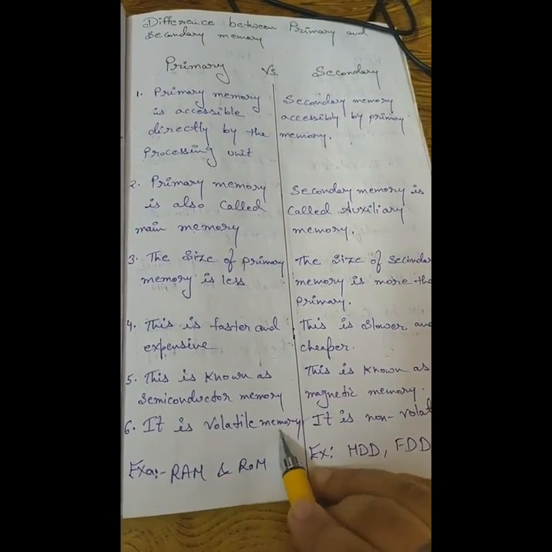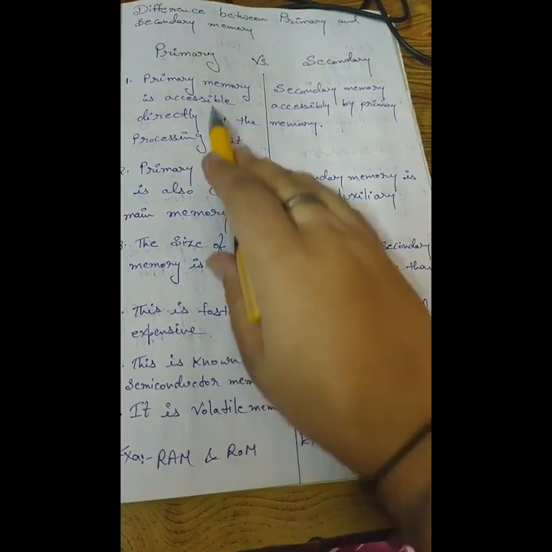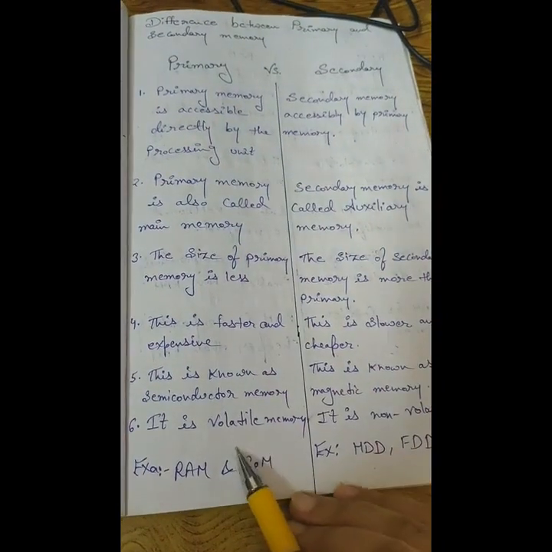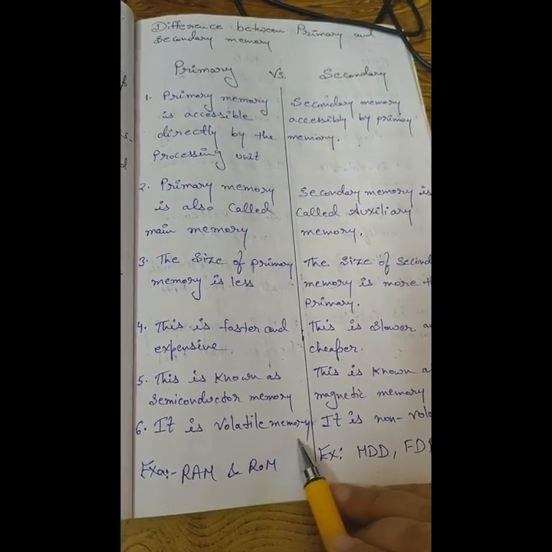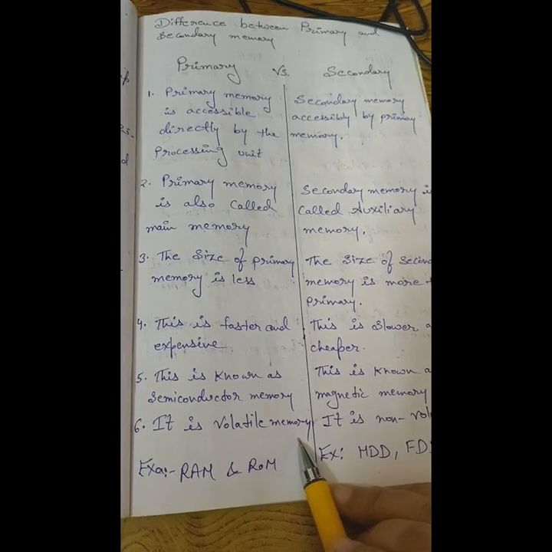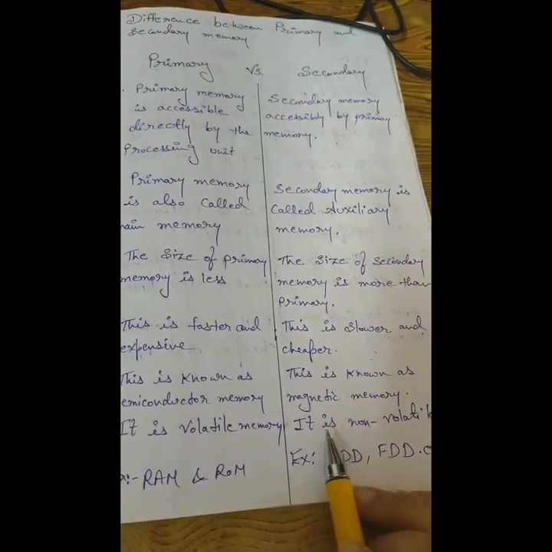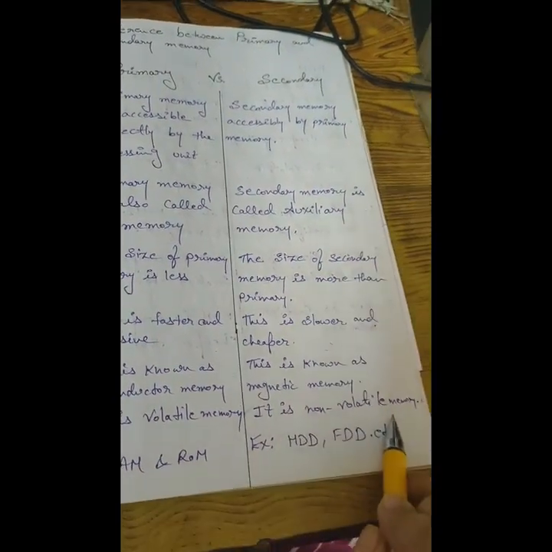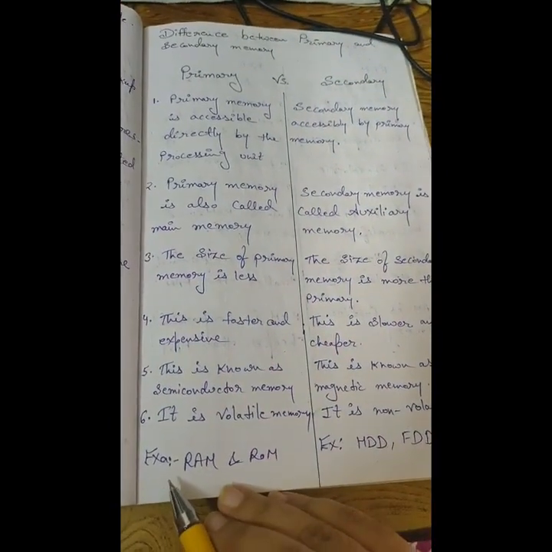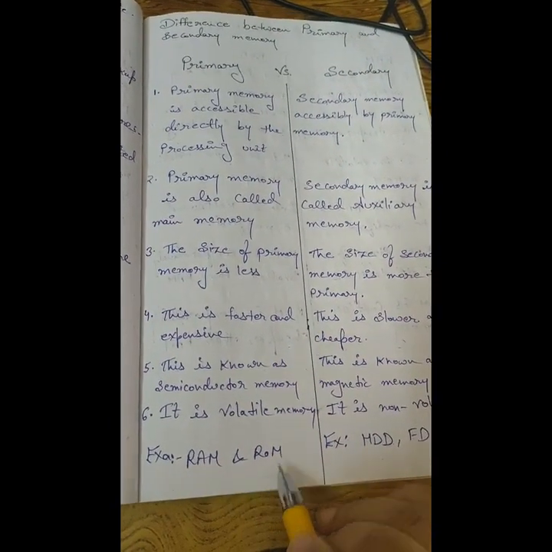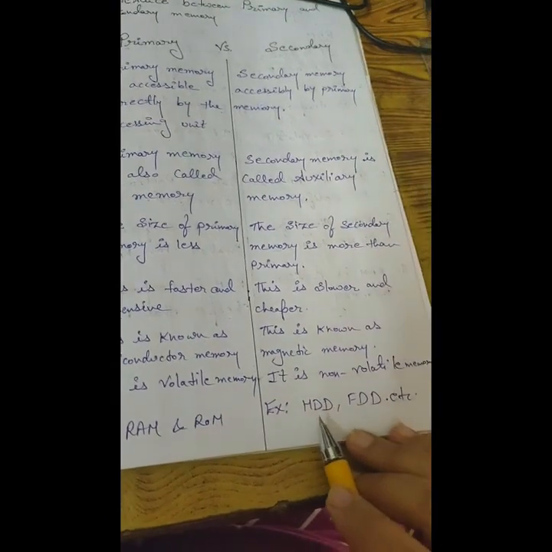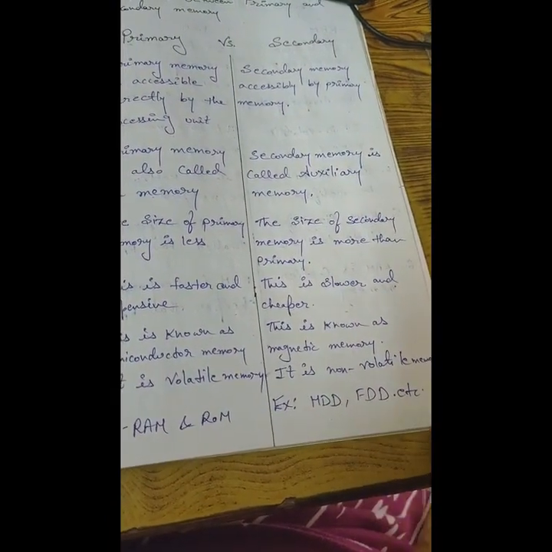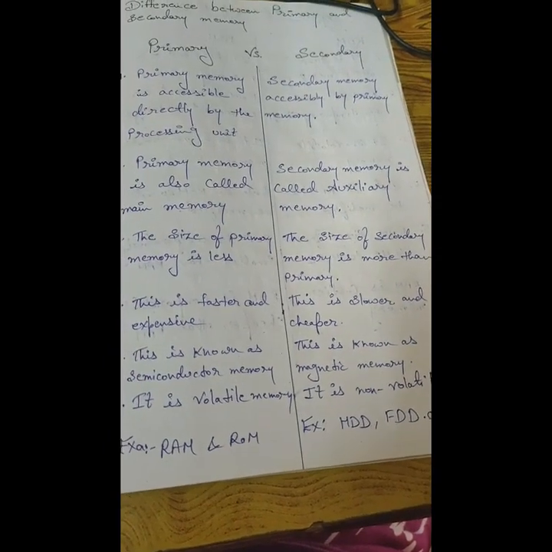Primary memory is volatile memory. That's why it is temporary memory. We call primary memory temporary memory. Secondary memory is non-volatile in nature. You know that RAM and ROM are examples of primary memory. Hard disk drive, floppy disk drive, and Blu-ray disc are all examples of secondary memory.